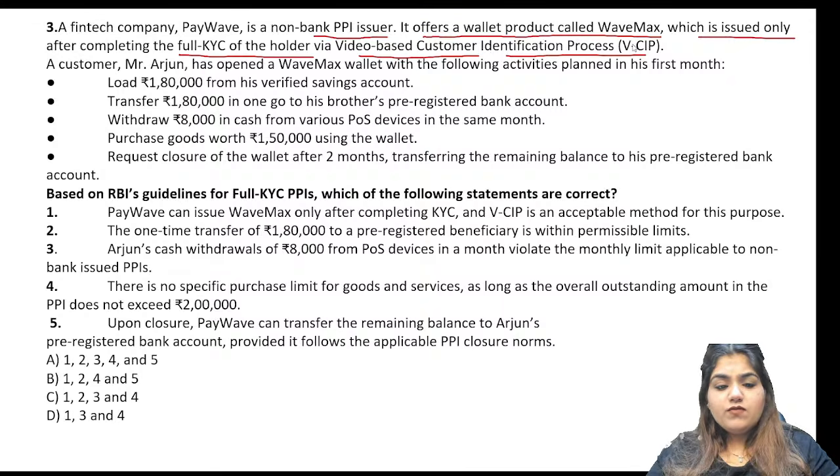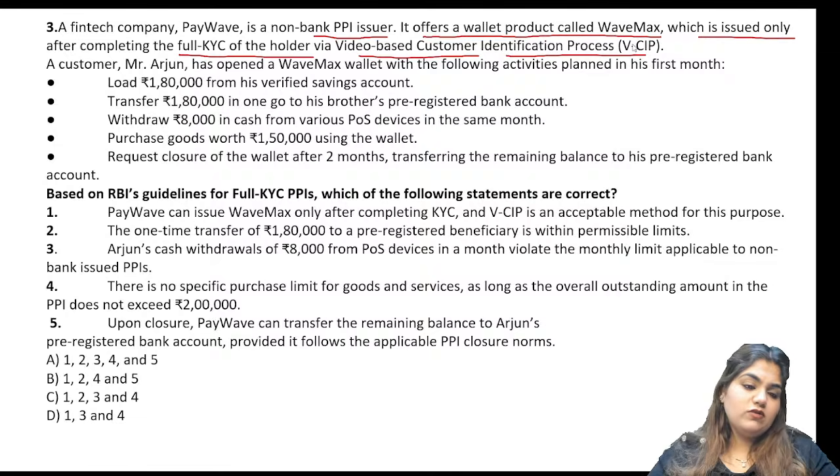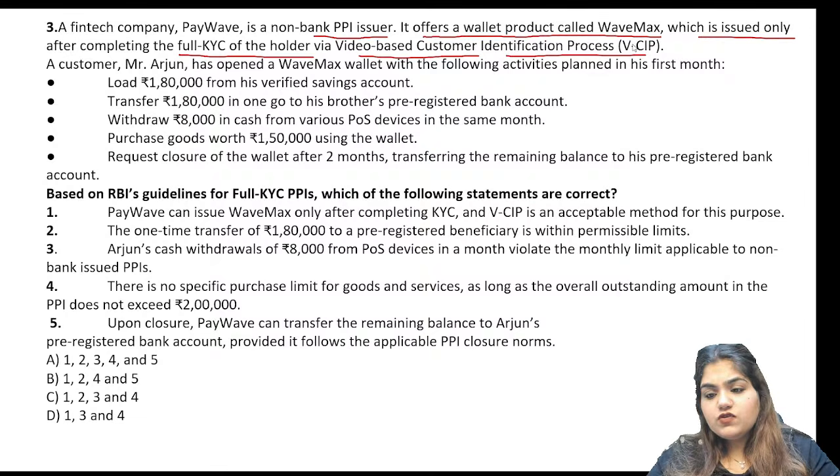The one-time transfer of 1,80,000 to a pre-registered beneficiary is permissible. Actually, the amount allowed is 2 lakh rupees. So it is allowed, yes. Arjun can withdraw 8,000 from POS in a month, violates the limit. See, for a non-bank PPI, cash withdrawal is 2,000 at a time, and overall monthly allowed is 10,000. So he is just withdrawing 8,000. At a time 2,000, maximum 10,000. He has just withdrawn 8,000. So it is not violating.